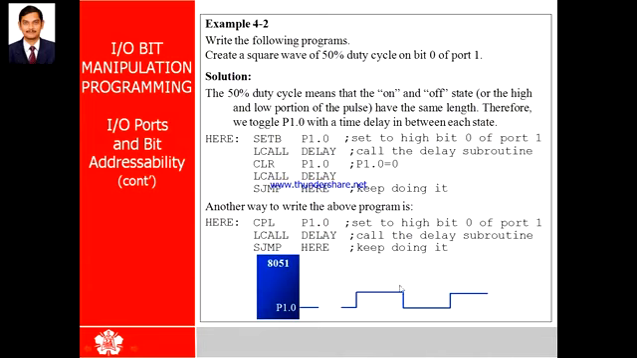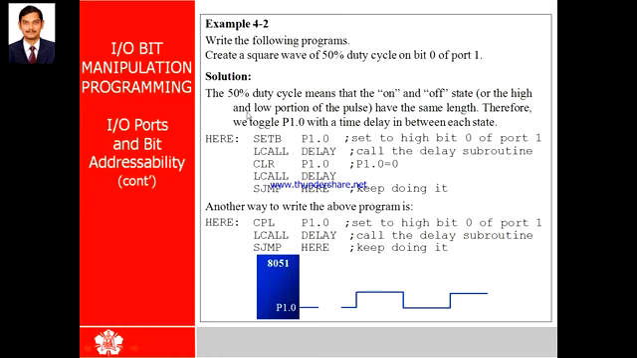Now, a very interesting program here to create a square wave of a 50% duty cycle on bit 0 of port 1. That means P1.0. Here it is given. I have to generate a square wave here. How we can do this? So there are 2 methods they have given here to generate a square wave, 50% on period, 50% off period. So the trick here is calling a delay and turning it on for a particular instant.